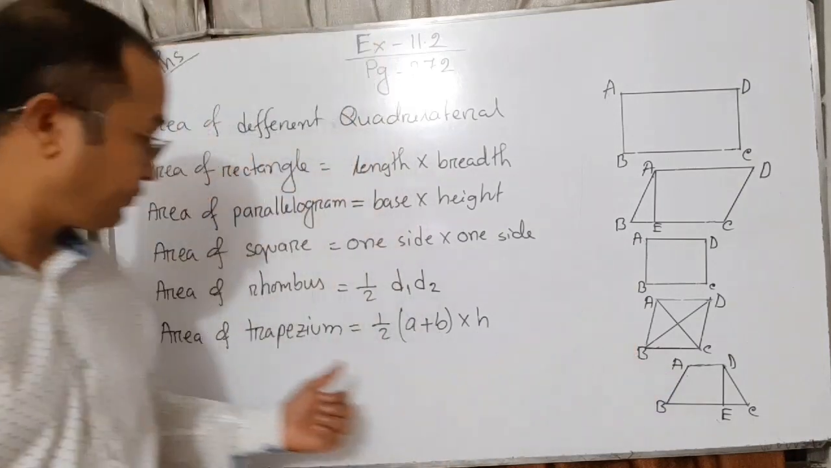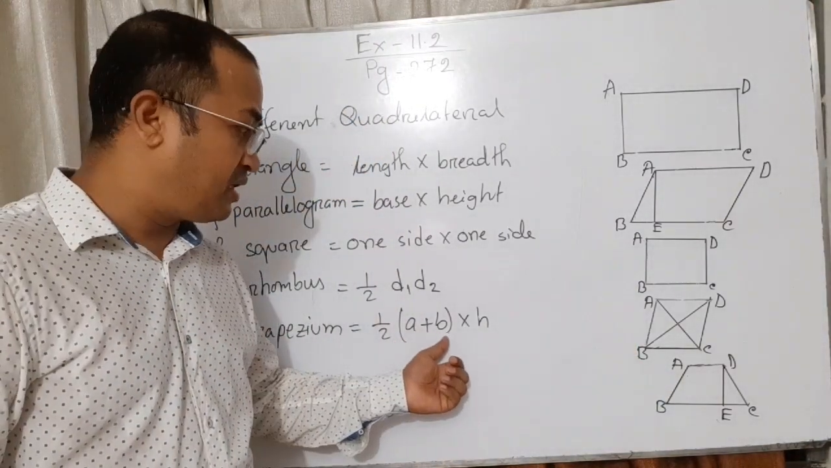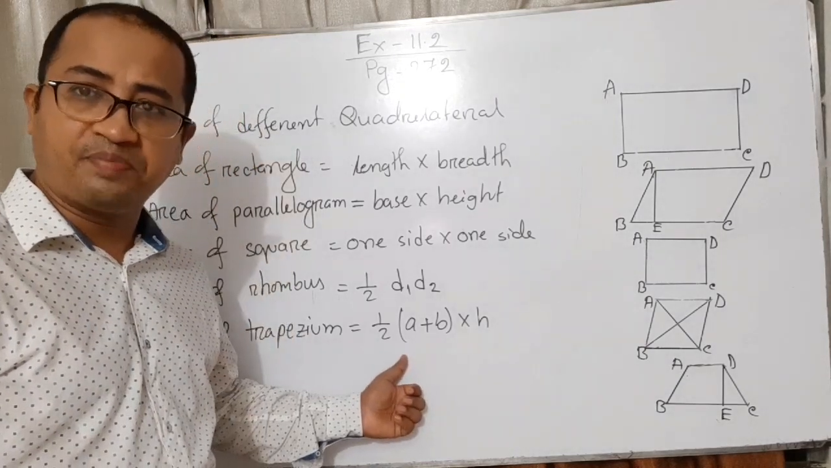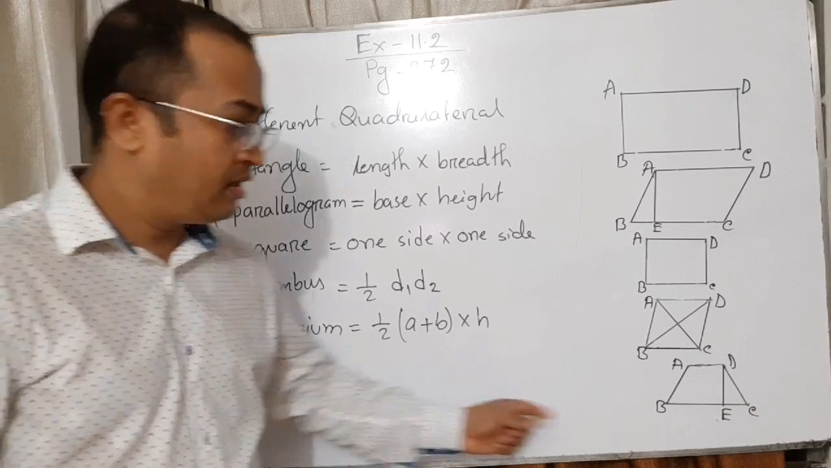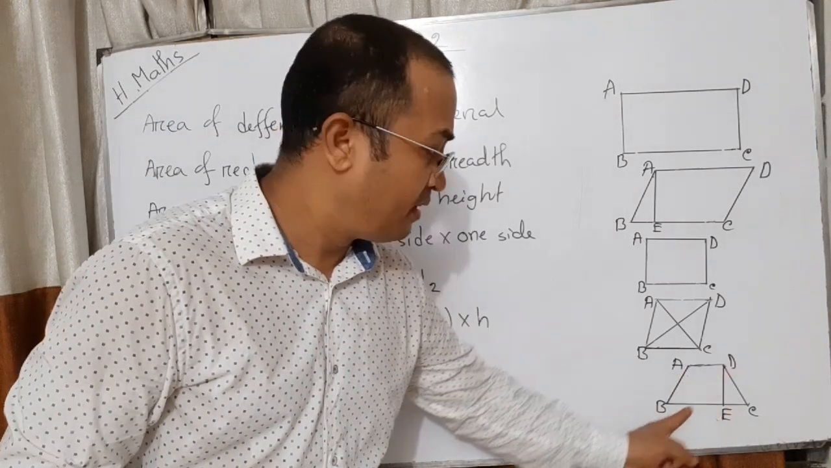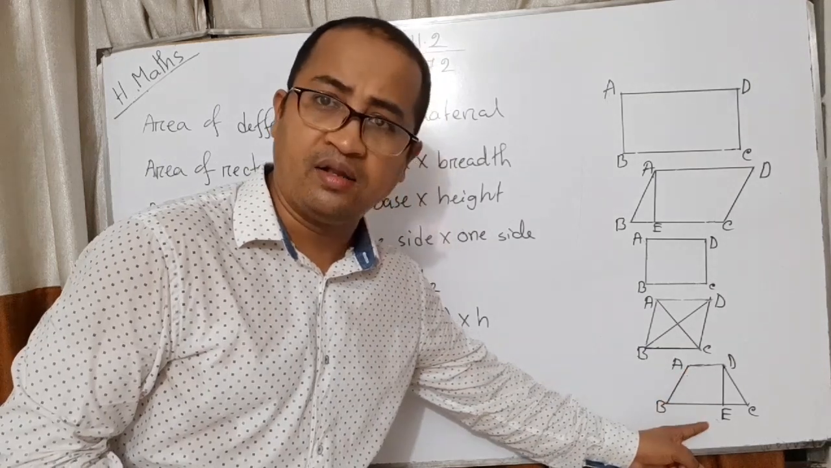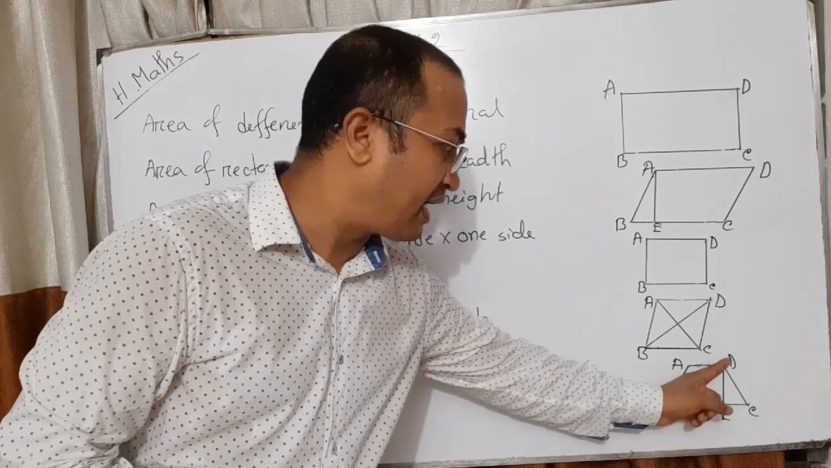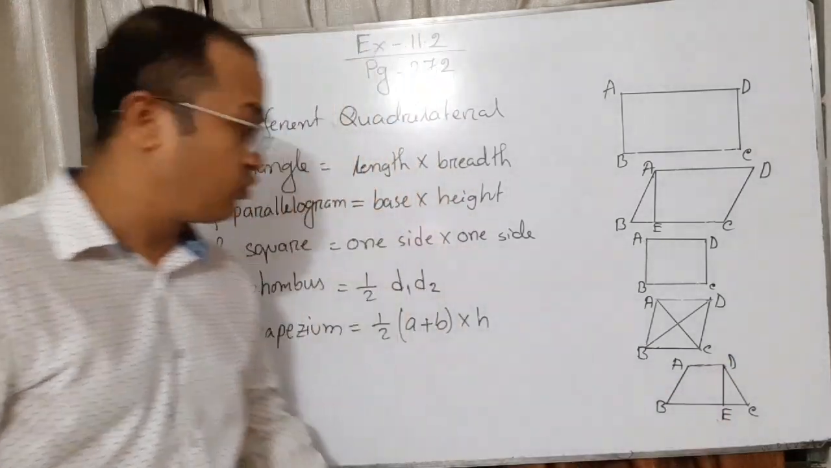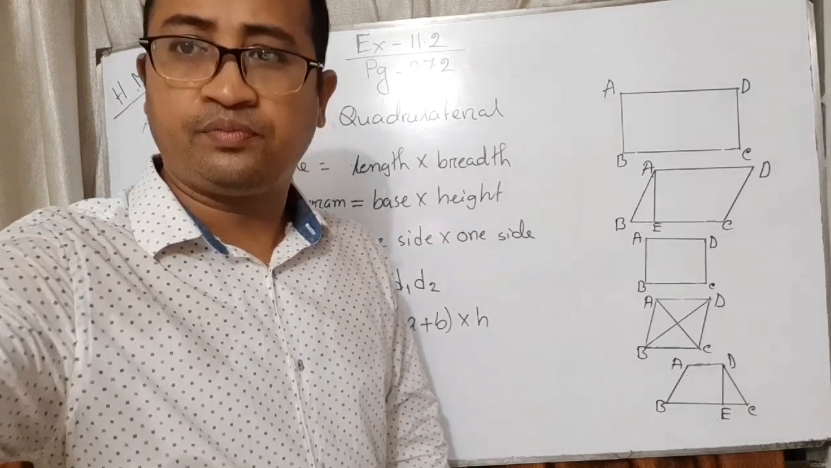Now, trapezium. Area of trapezium is half into (A plus B) into H. A plus B is the sum of the parallel sides. Say AD is A, BC is B. So these two are parallel. If we know the sum of the lengths of these two parallel sides and the height DE, we can use this formula to find out the area of the trapezium.